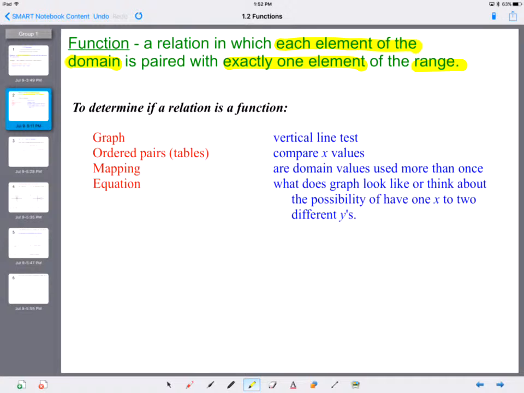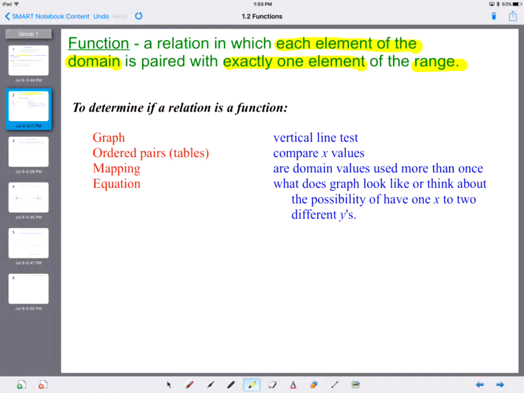First off, if we're looking at a graph, typically we do the vertical line test. That's just a quick check to see whether the x values repeat, because if they do, then that means one x is going to more than one y value. If we're looking at ordered pairs or tables, we really just look at our x values. We compare them once again to see if they're getting mapped to two different y values. Mapping, kind of the same thing. It just looks a little different.